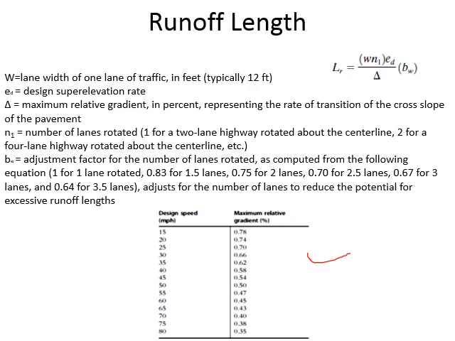And then we have an additional factor of n here, which is the adjustment factor for number of lanes. We have been given the values of this factor. Again, it depends upon how many lanes you are rotating. If you're rotating one lane, then it's 1. If you are rotating 1.5 lanes, like in a 3-lane road, it will be 0.83, 0.75 for 2 lanes, and so on. So it's an adjustment factor.